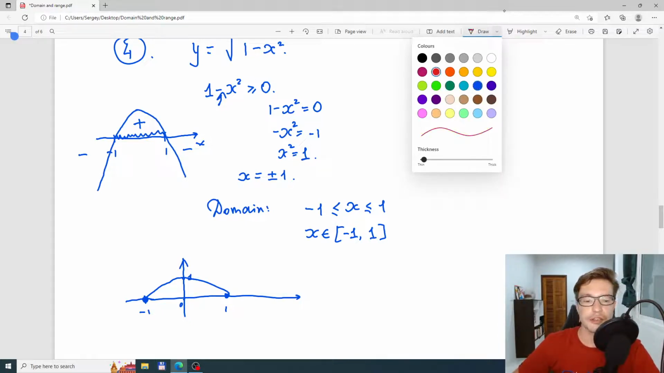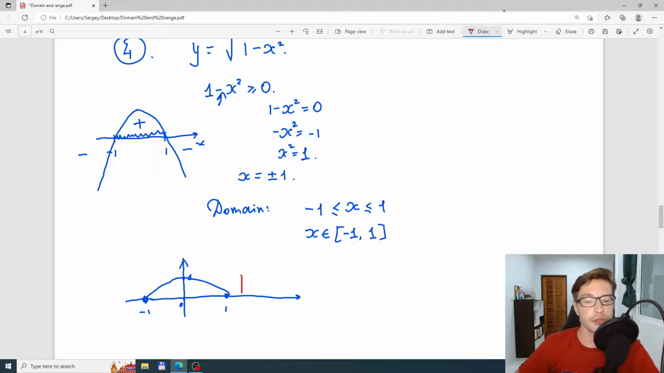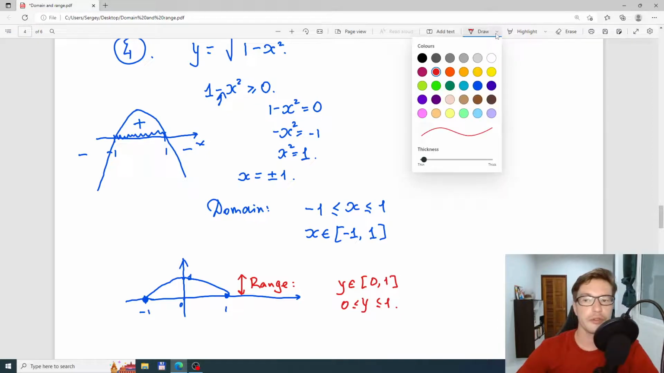And we can see that the output of this function is quite limited this time. It's from 0 to 1. So y is from 0 to 1, or we can write it as this. Y is from 0 to 1. Let's move on to the next example.